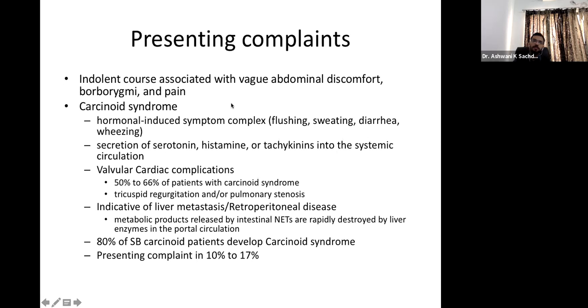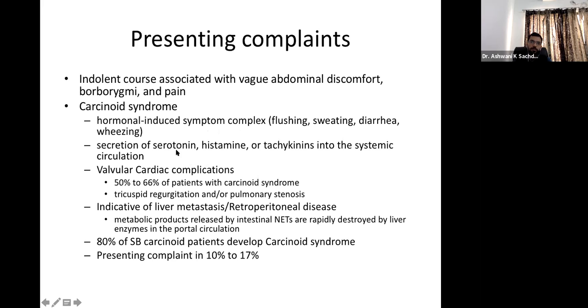And presenting complaint, usually they are vague with abdominal discomfort, borborygmy, and pain can occur. They are most likely indolent course and usually present late. And some present with carcinoid syndrome. It is a hormonally induced symptom complex.